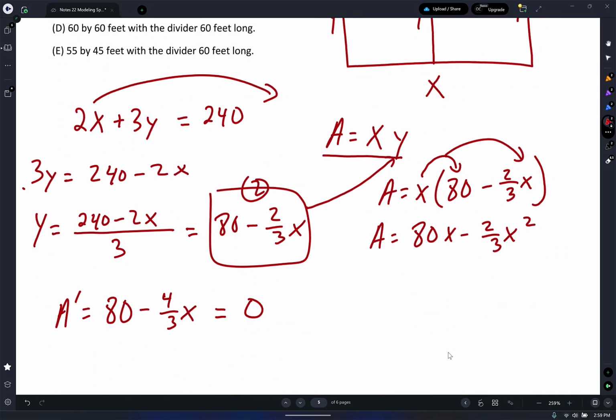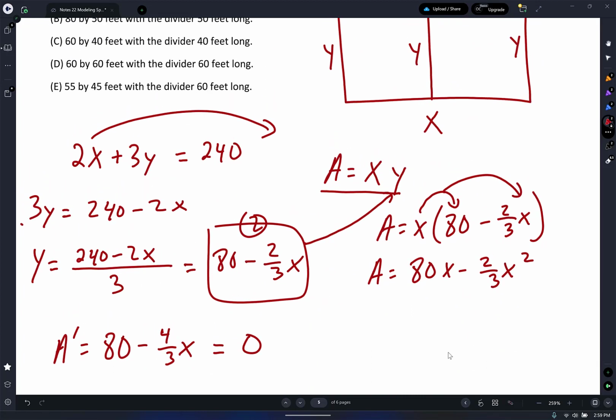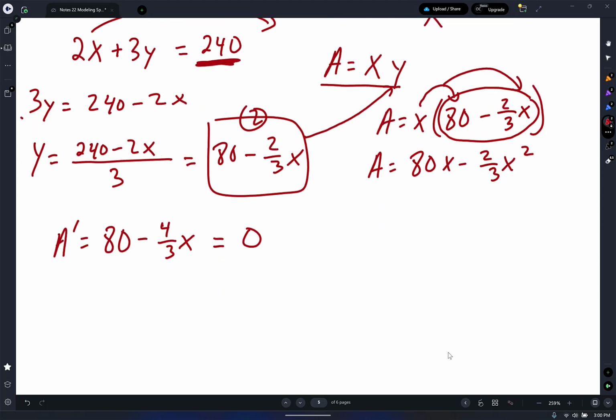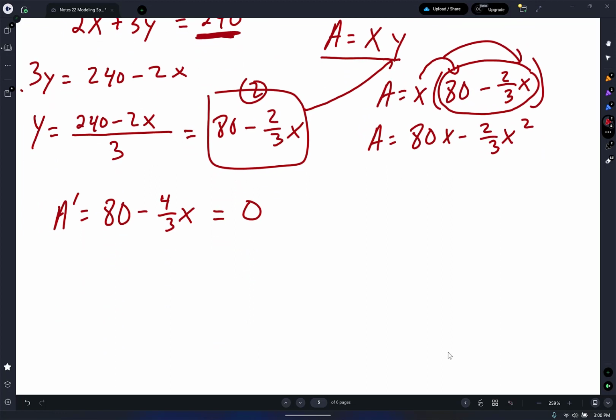Okay. So what I'm trying to say is this expression here, because of the 240. Okay, let's just continue. All right, here we go. All I'm doing is solving for x, guys. You're only going to get one critical number.